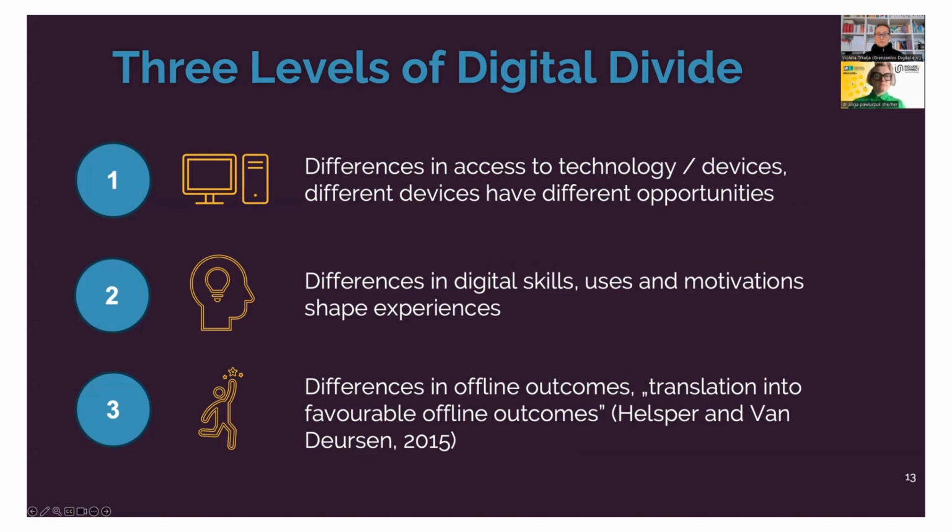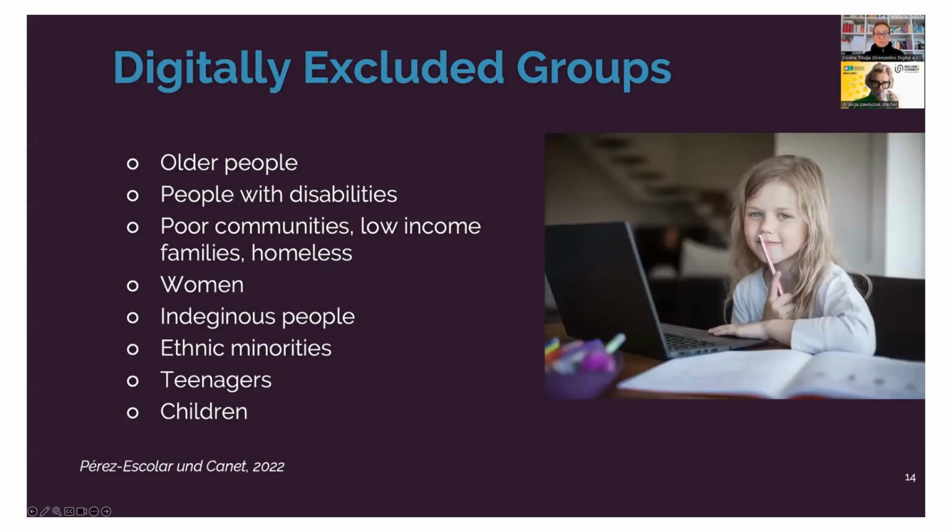The other perspective is to look at groups of people and what digital inequalities they face. In this paper from Perez Escola and Canet, they looked at interventions for digitally excluded groups in academia and in research. And they just looked at how many interventions were done for certain groups. And they found that most interventions were done for older people, then people with disabilities, poor communities, low-income families, homeless, women, indigenous people, ethnic minorities, teenagers, and children.